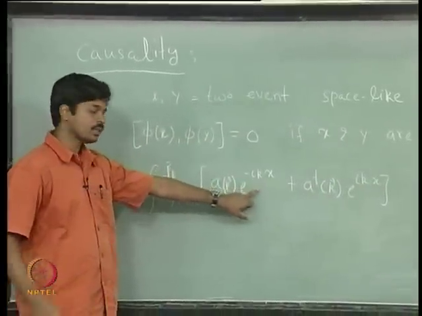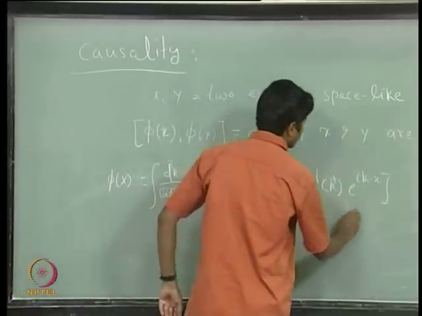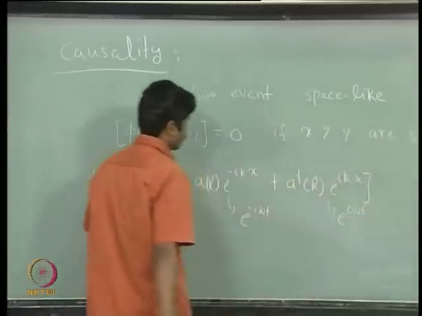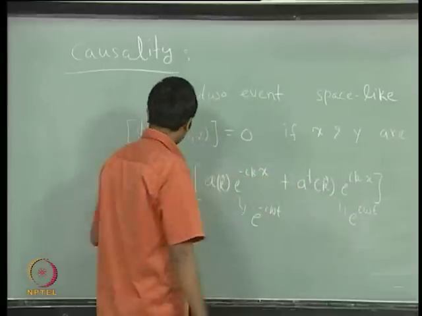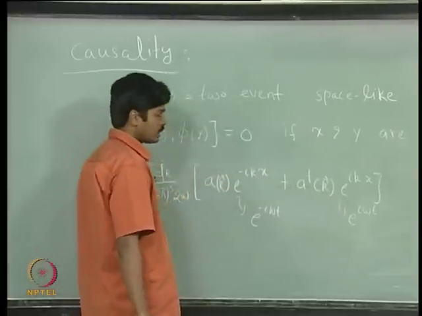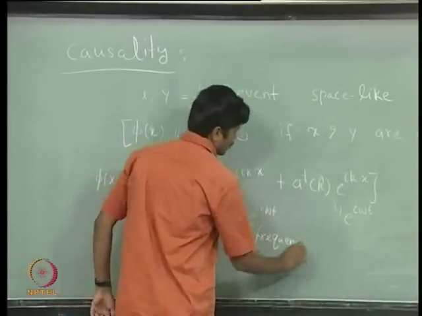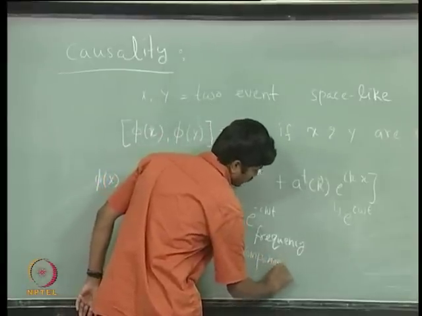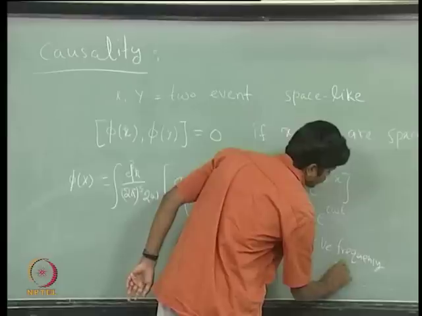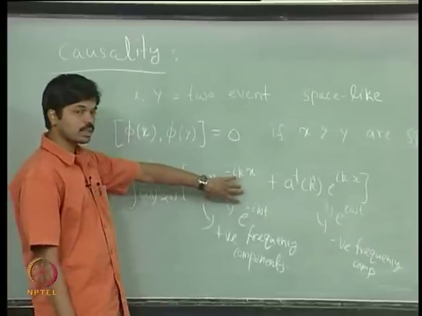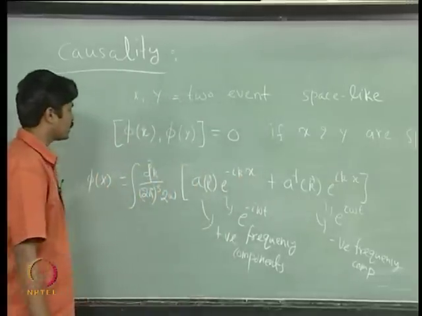look at the time dependence here. Here the time dependence comes like e to the power minus i omega t, whereas here it comes with a plus sign, e to the power i omega t. So, this part involves the positive frequency modes, whereas the second part in the expression for phi involves the negative frequency components. We will denote this to be phi plus of x and this one to be phi minus of x, so that it will be convenient for us to do the computation.